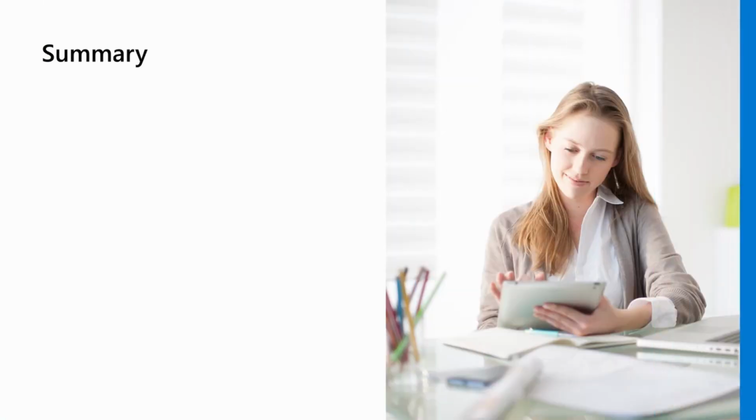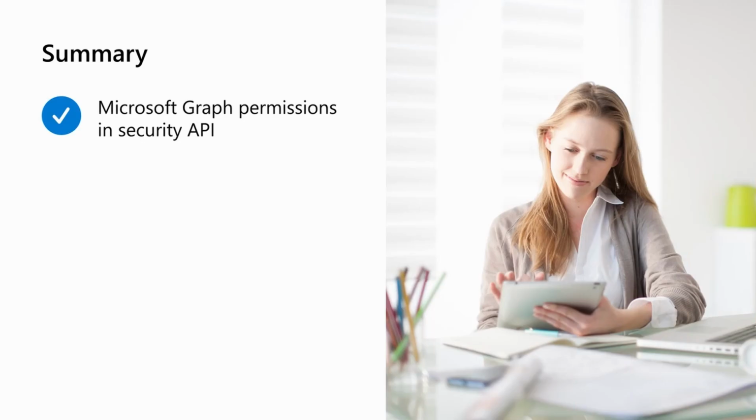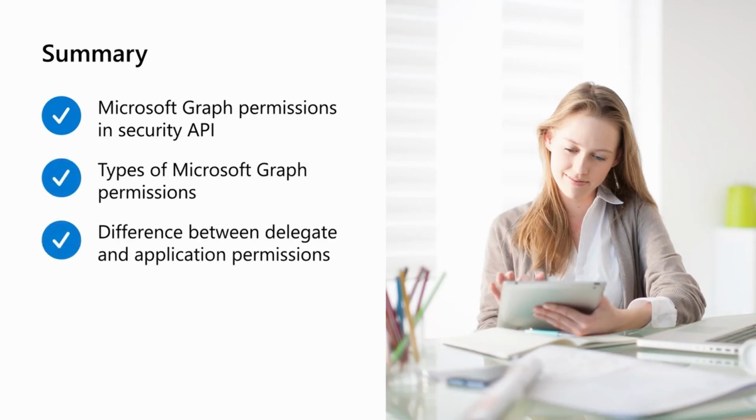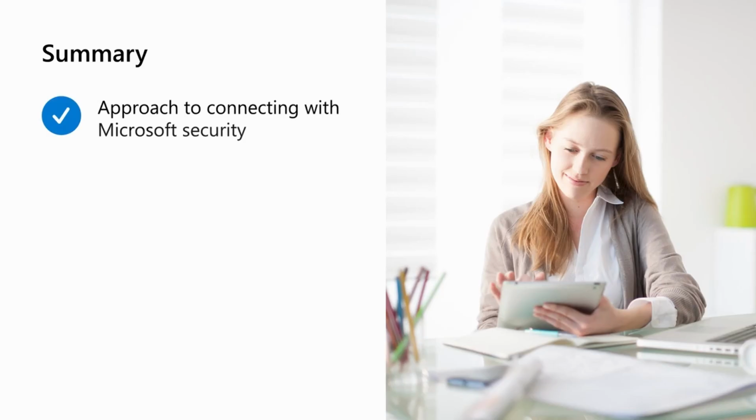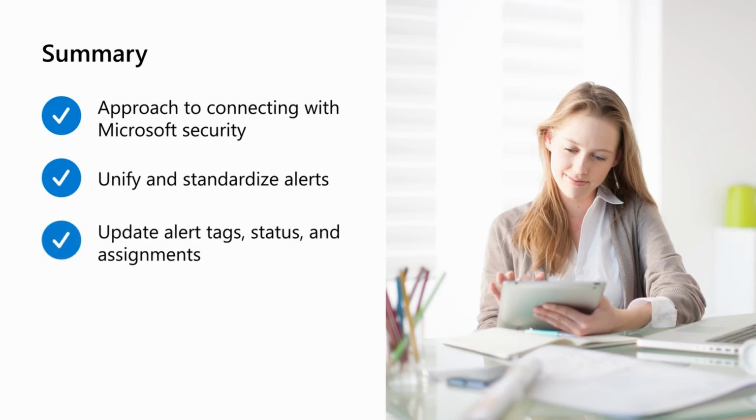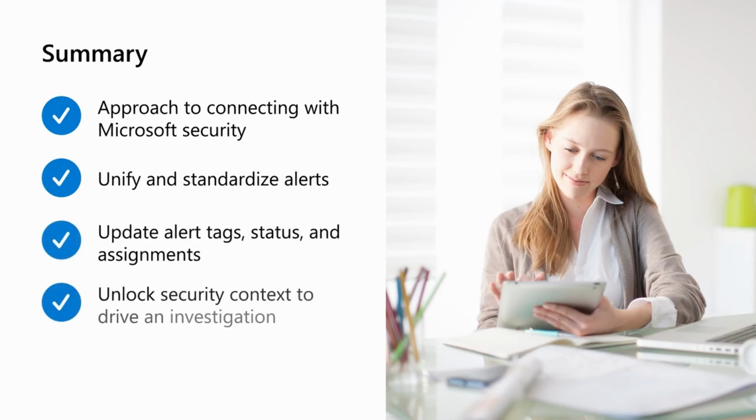Now, you have come to the end of this video. Let's summarize. In this video, you have learned about Microsoft Graph Permission and Security API, types of Microsoft Graph permissions, difference between delegate and application permissions in terms of effective permission, consent workflow for Microsoft Graph Security API, approach to connecting with Microsoft Security, unify and standardize alerts to improve threat protection and response, how to update alert tags, status, and assignments, and how to unlock security context to drive an investigation.